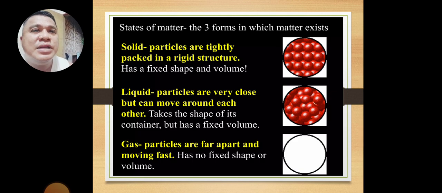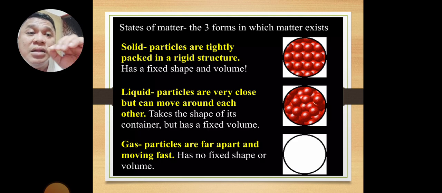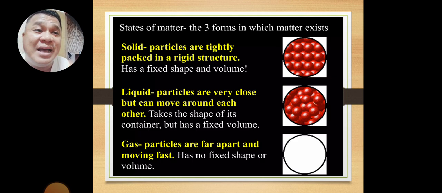Among the three common states of matter, solid, liquid, and gas: solid particles are tightly packed in a rigid structure, with a fixed shape and volume. Liquid particles are very close and move around each other, taking the shape of the container but with a fixed volume. Gas particles are very far apart and move randomly within the container. It has no fixed shape or definite volume.